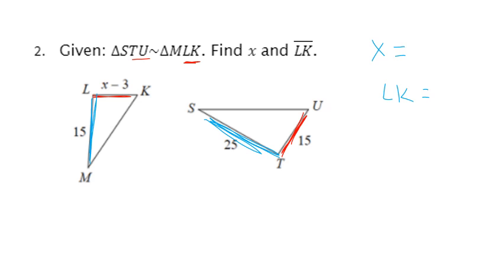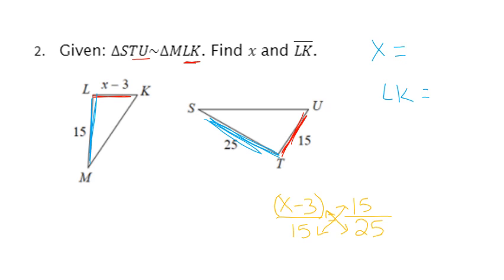So we're going to do the same thing. I'm going to match up my corresponding sides. So I see the x minus 3 is going to pair with the 15. We then see the 15 pairs with the 25. Notice again, values from the same triangle are in the same part of the fraction. I'm going to put a parenthesis around the x minus 3 so I remember to distribute. And we're going to go ahead and cross multiply.